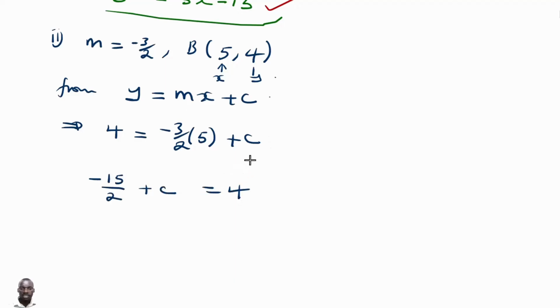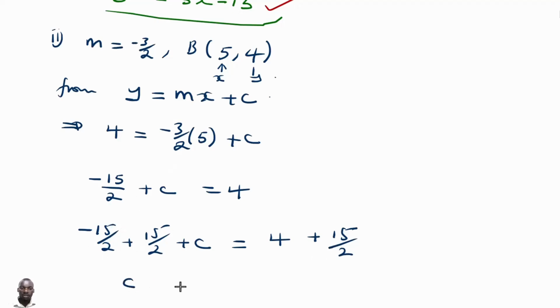I've just interchanged. I began with the one on the right hand side. So simply to make c the subject, I'm going to have negative 15 out of 2 plus 15 out of 2 plus c equals 4 plus 15 out of 2. So this and this cancel out and we remain with our c on the left hand side being equal to 4 plus 15 out of 2.